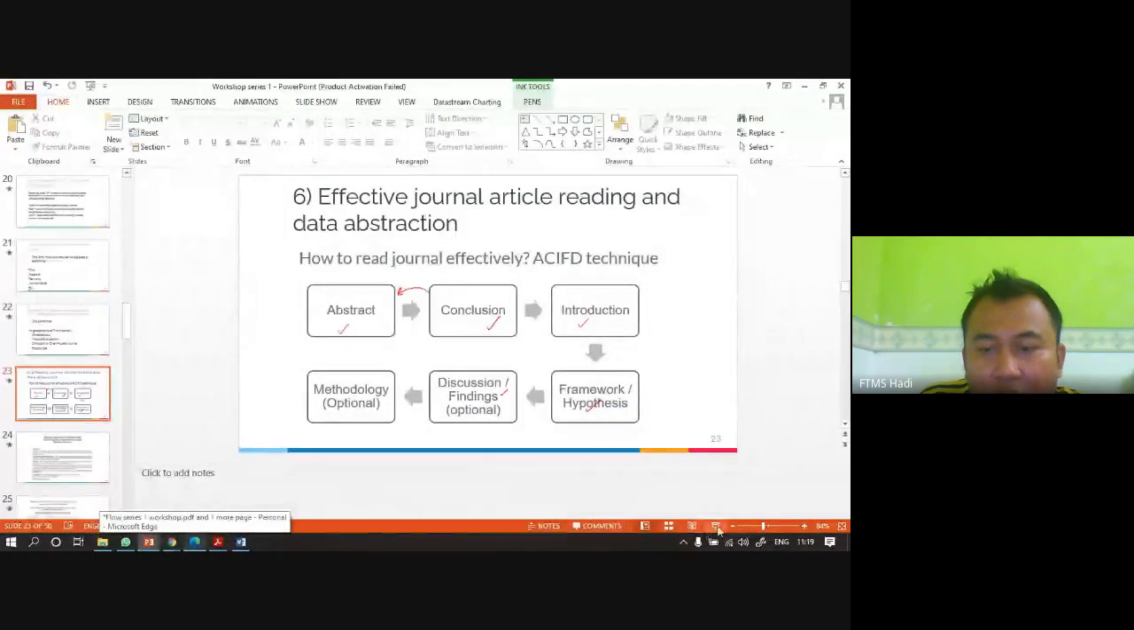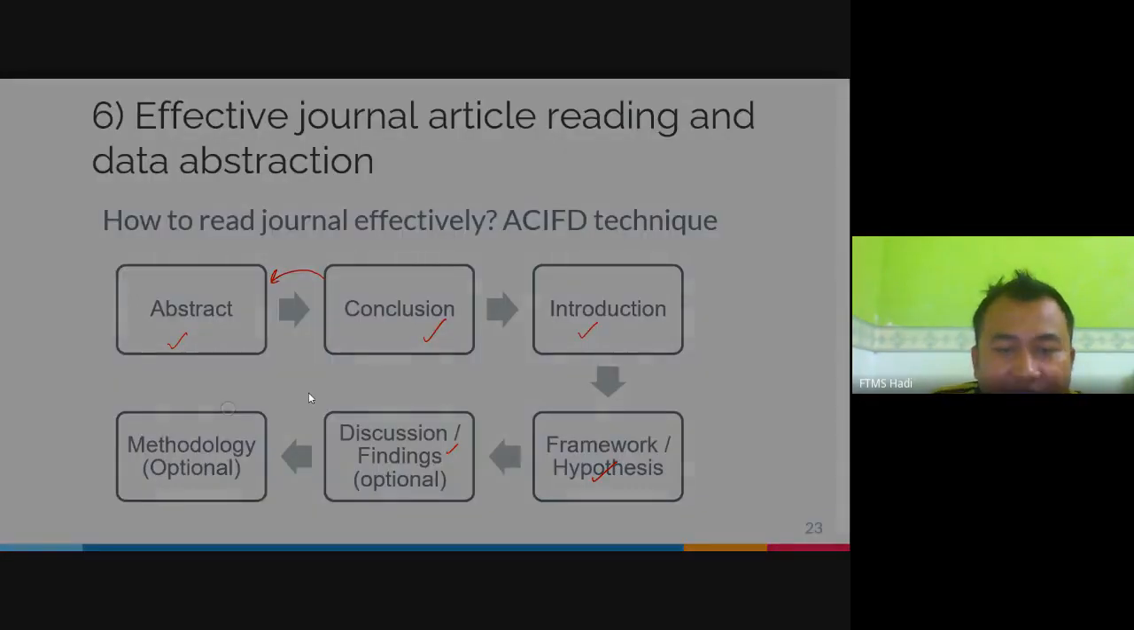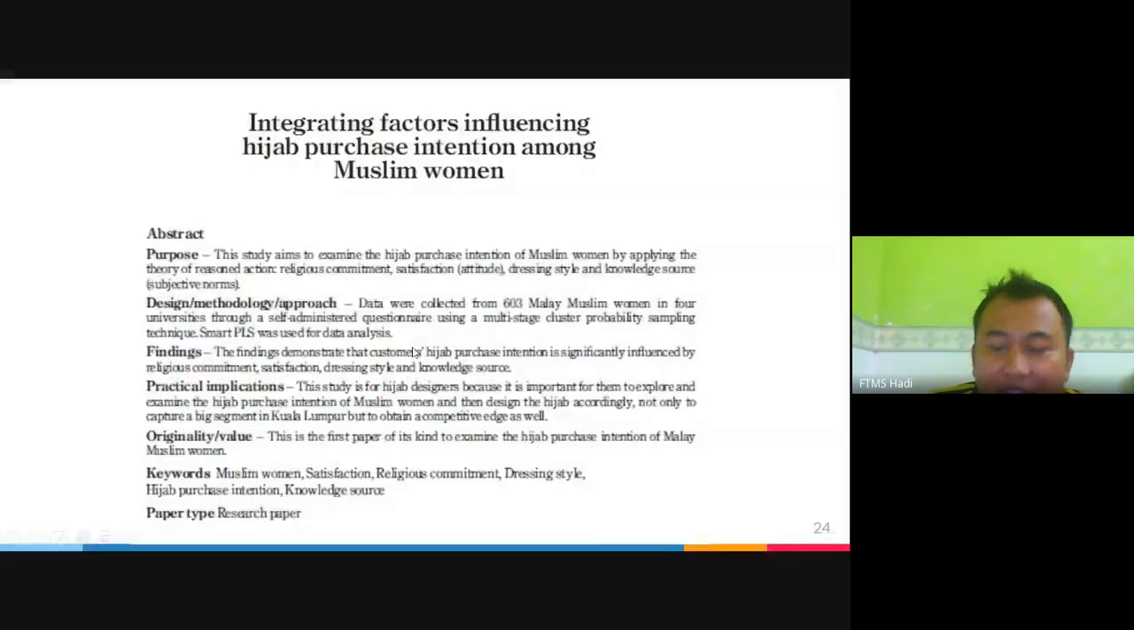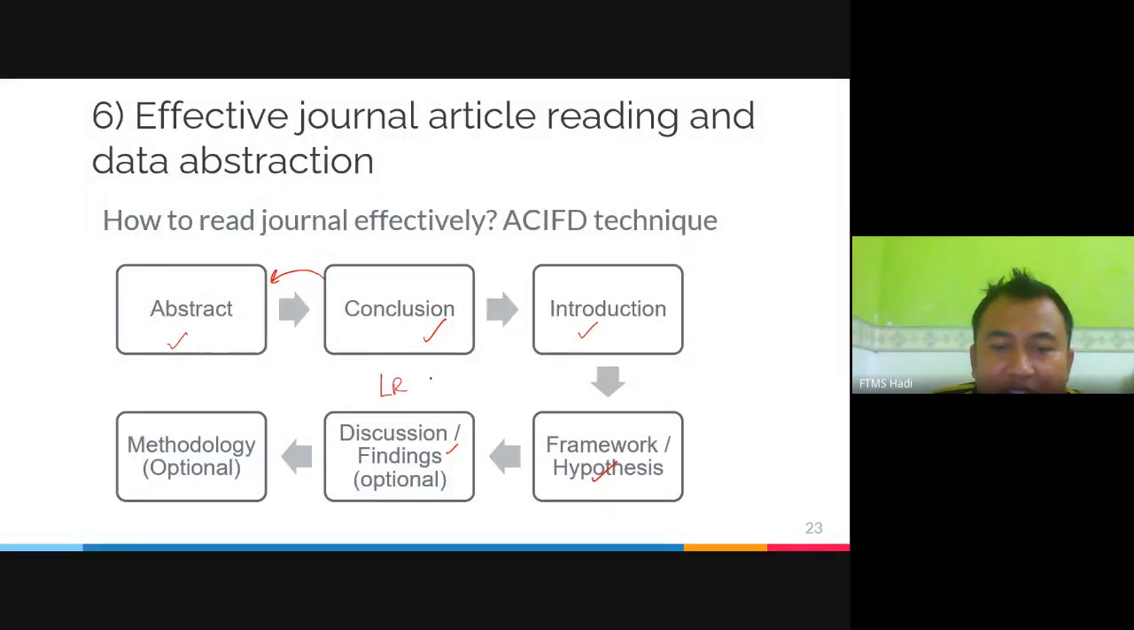And then methodology is optional. If you want to read it, it's okay. If you don't want to read it, it's also okay. So the order is: abstract, conclusion, introduction, framework, hypothesis, discussion, methodology. Therefore, in a journal, I don't read the literature review at all. I just look at the framework or hypothesis only. I will show you later how to do a literature review without reading the literature review fully.